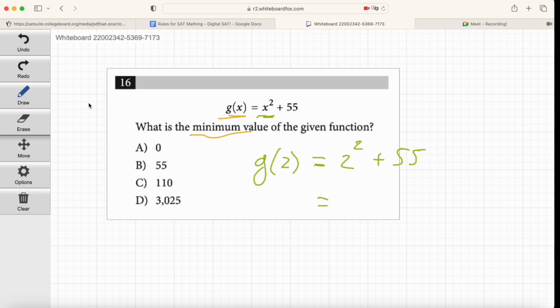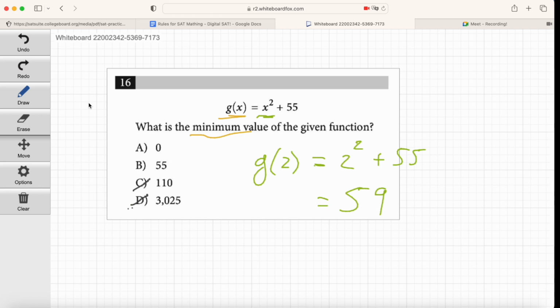59. Yeah. Okay, that's pretty small. And by the way, we already know that we can make g 59, so we can get rid of 2 answer choices here that don't make any sense. What can we get rid of? D and C, easily.